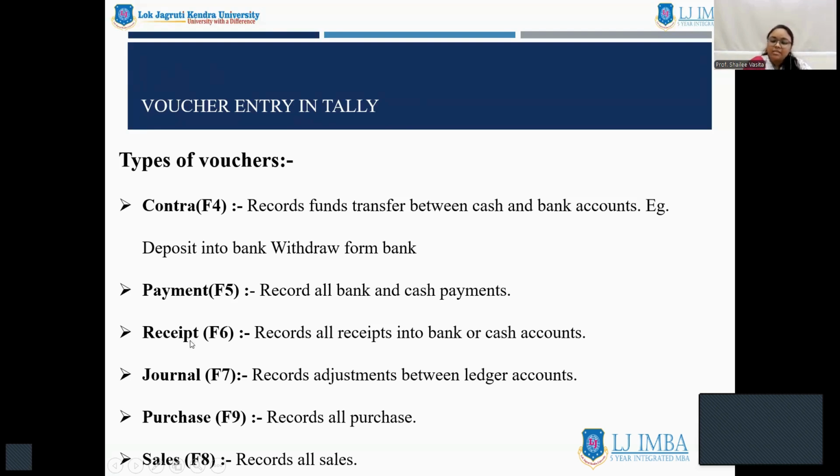Receipt voucher: any receipt in terms of cash or bank will be recorded through a receipt voucher. Any adjustment between the ledgers will be recorded through journal vouchers. All the purchase-oriented transactions will be entered through purchase voucher. All the sales related transactions will be recorded through sales voucher. As soon as you select the vouchers, the next step is ledger and grouping. See, these three particular steps are very crucial while you are entering your transactions.